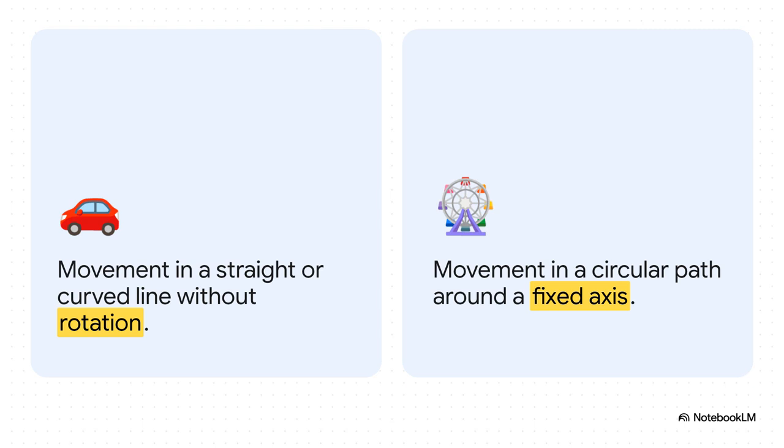Think of a car driving in a line down a highway, or sliding a textbook straight across a desk. In contrast, circulatory motion is all about moving in a circular path around a fixed axis. The spinning of a toy top, the rotation of a ceiling fan above your head, or riding a massive Ferris wheel. That is circulatory motion in action.